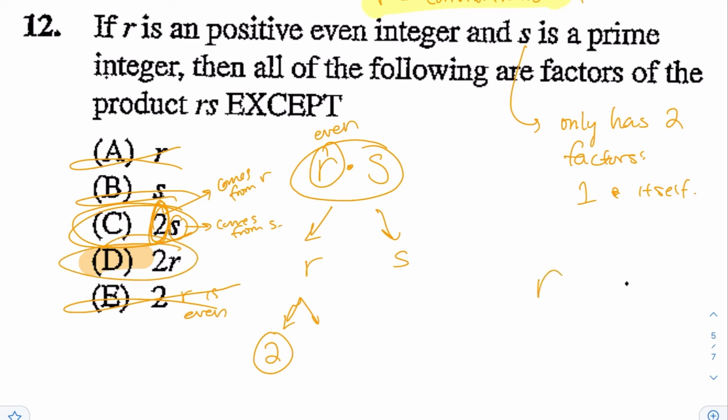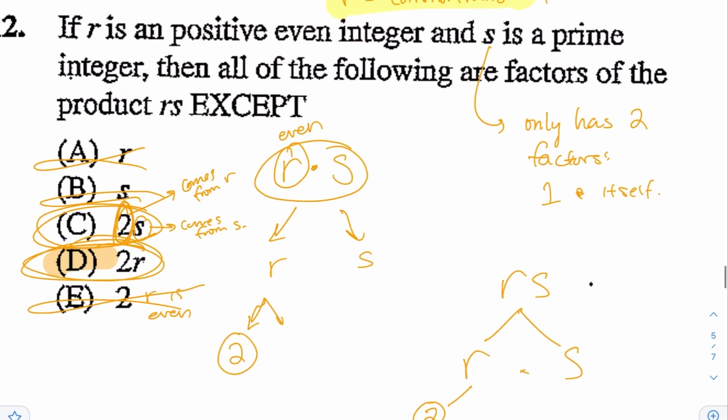And the reason why D can't be a factor is because the r comes from 2, and this r, they kind of coincide, they conflict with one another. When you have r times s and you break it down, this r will eventually break down to 2. But you won't have an r left over because you already broke down the r. So there's a contradiction for choice D.